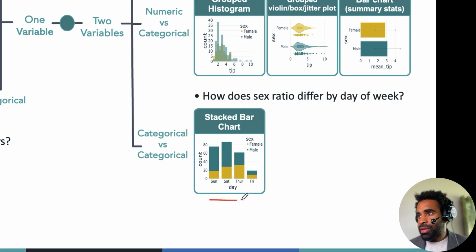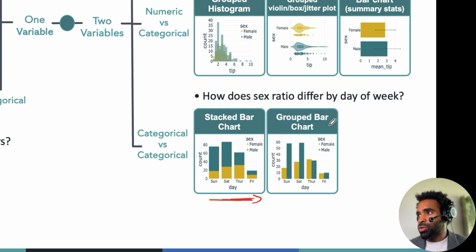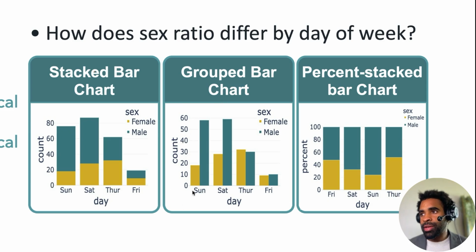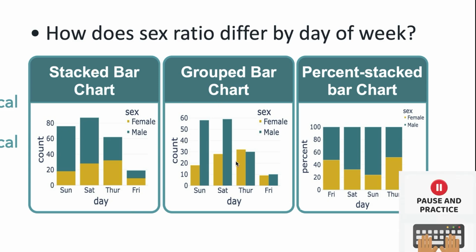So now on this x-axis, instead of sex, I've put now the day of the week. And then on the color axis, we have the sex, male or female. Instead of stacking them on top of each other like that, we could also group them. So this is called a grouped bar chart or a clustered bar chart. And finally, we could normalize it to create a percent stacked bar chart. Now, I recommend that you pause the video and make sure you understand what each of these three plot styles are showing.